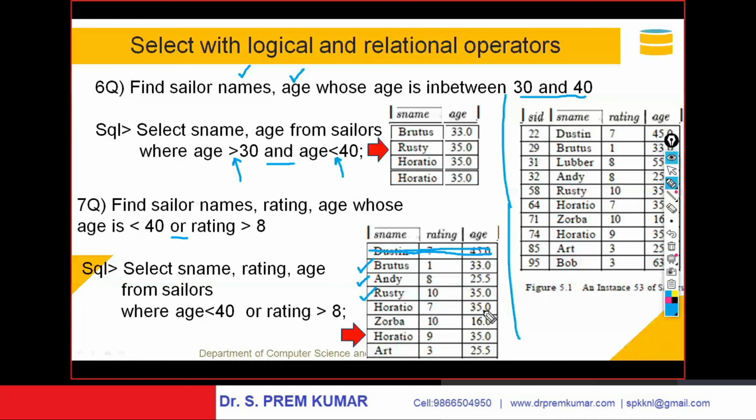Art, rating is only 3, but age is less than 40, so you can have that. You will not get Dustin, the first row. The rest is correct. Perfect.